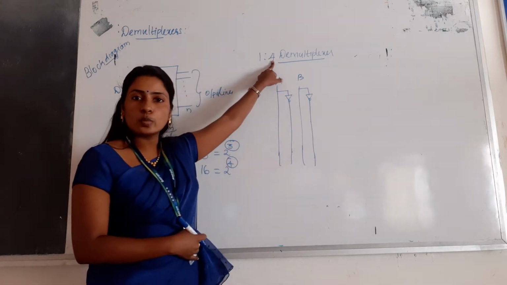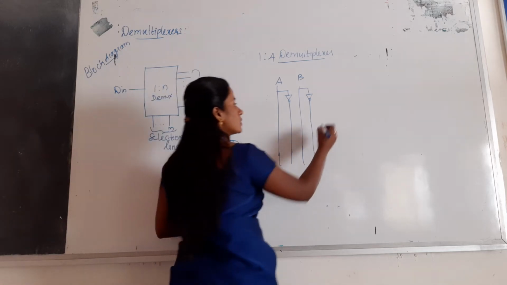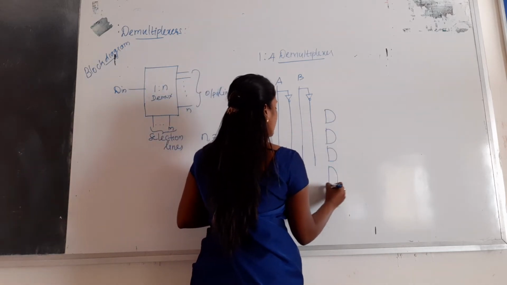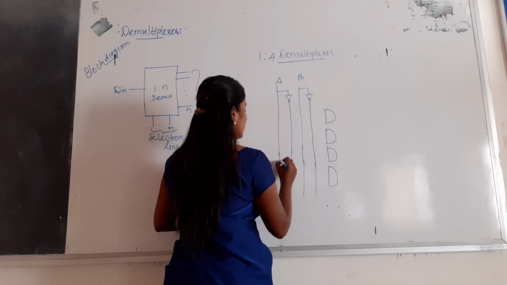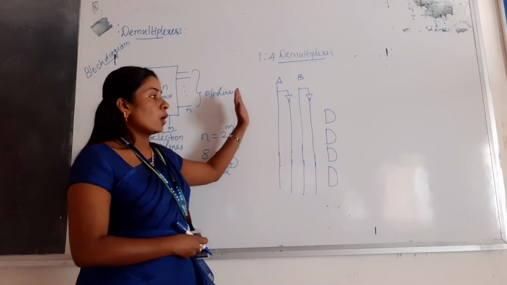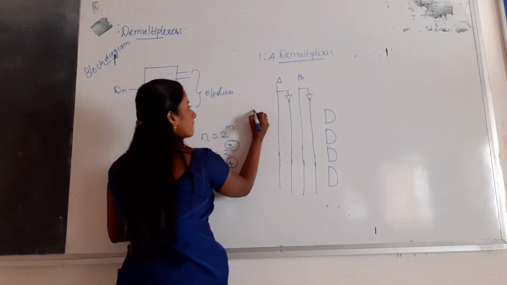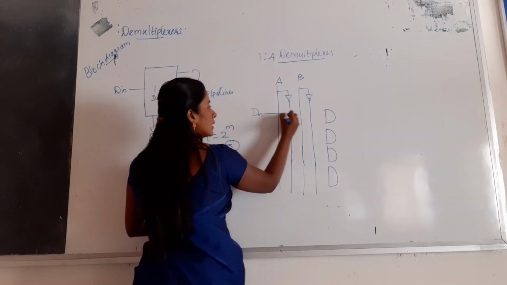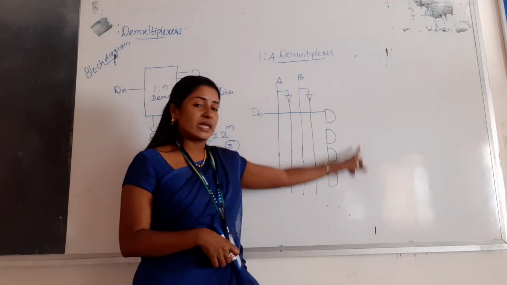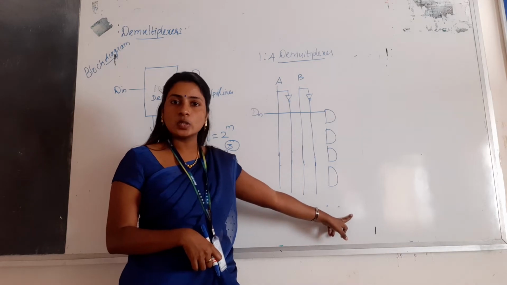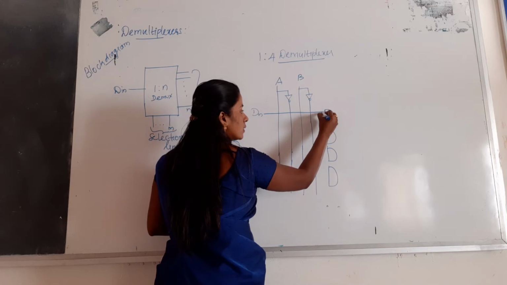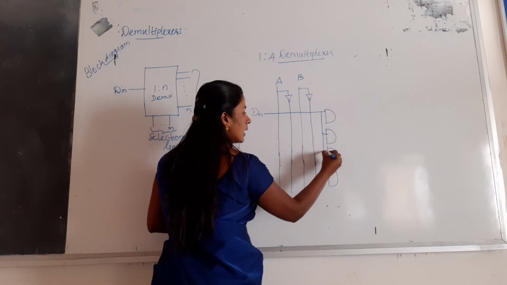Same thing, 4 outputs means we have to use 4 AND gates. And at this side we used to draw data lines, but now we have only one data line. This data line can be sent to any of the output lines, so this data line should be connected with all the AND gates.